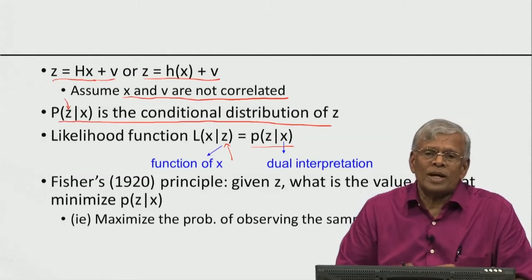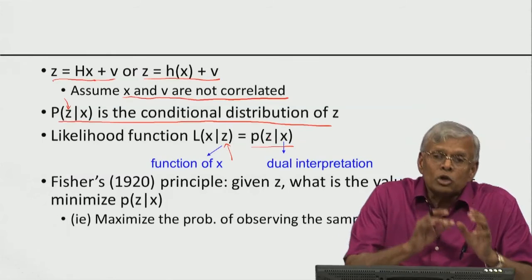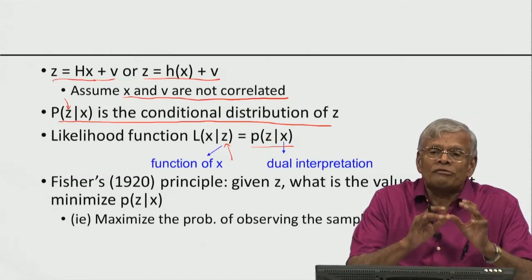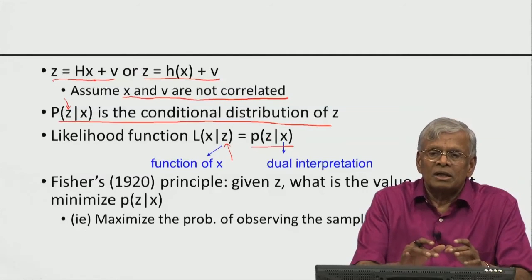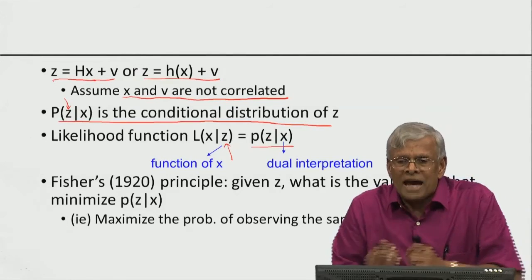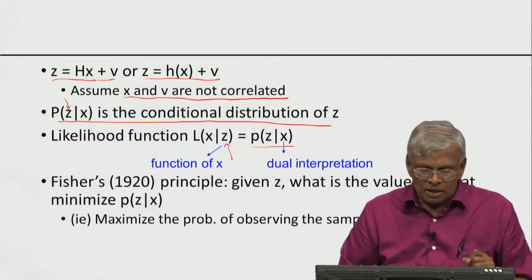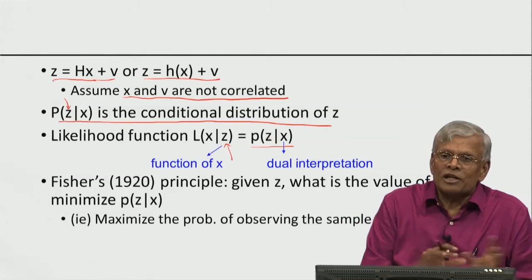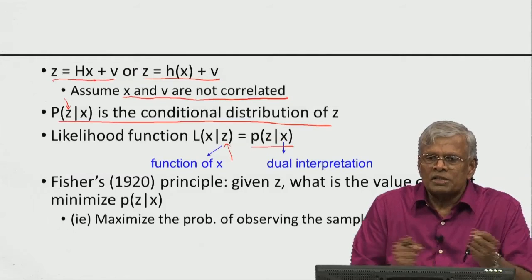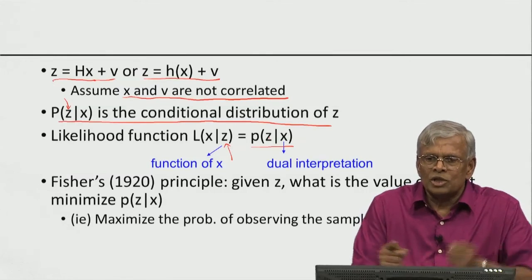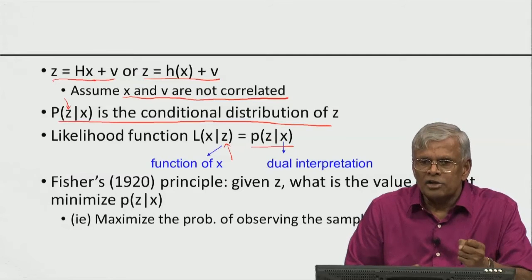So he asked the following question. What is the most probable value of the unknown x that mother nature should have picked that will exhibit, in my viewing, the observation z? That's the difference. The quantities are the same, but if you turn the table around, one is a function of x, another is a function of z. One is called the likelihood function, another is called the conditional distribution.